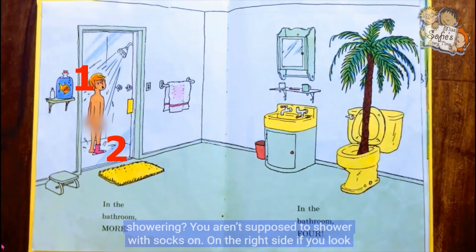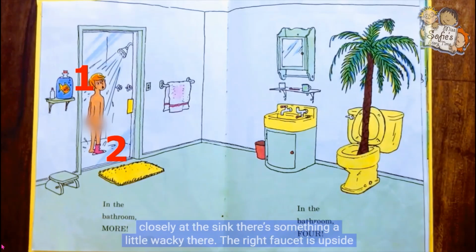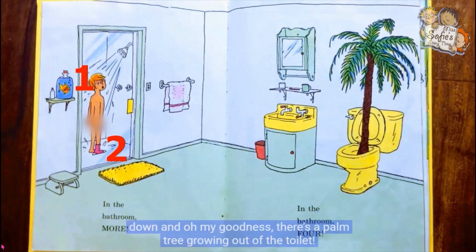On the right side, if you look closely at the sink, there's something a little wacky there. The right faucet is upside down, and oh my goodness, there's a palm tree growing out of the toilet.